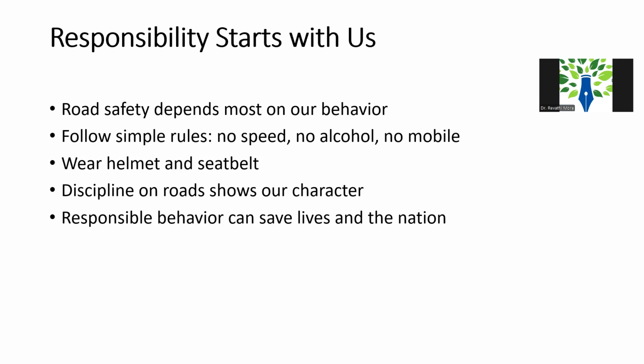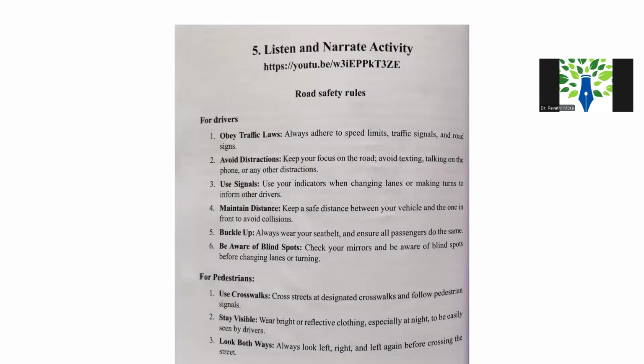In this TED talk, he says road safety depends most on our behavior. Follow simple rules: no speed, no alcohol, no mobile while driving. Then wear a helmet and seat belt. Discipline on roads shows our character, and responsible behavior can save lives and the nation. So this is what is given in the video. Based on that, you will have questions in the examination.